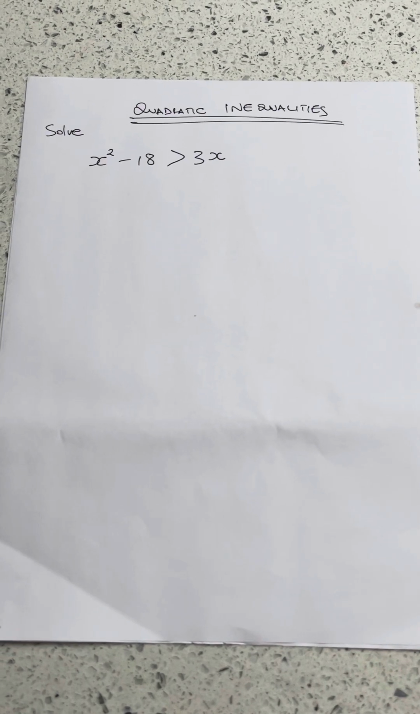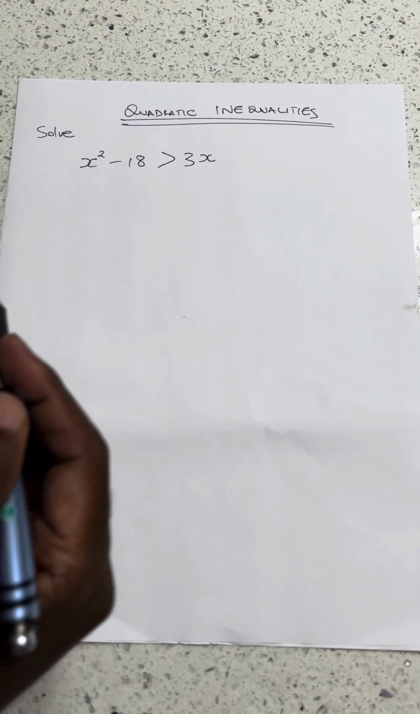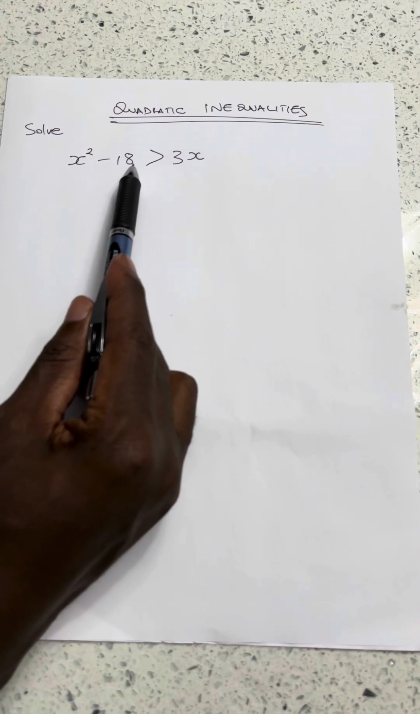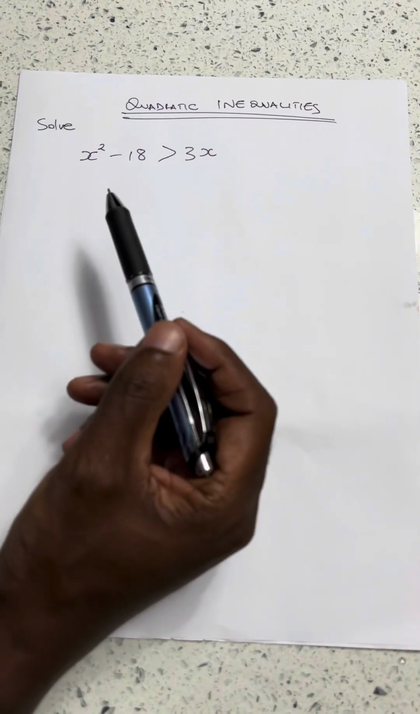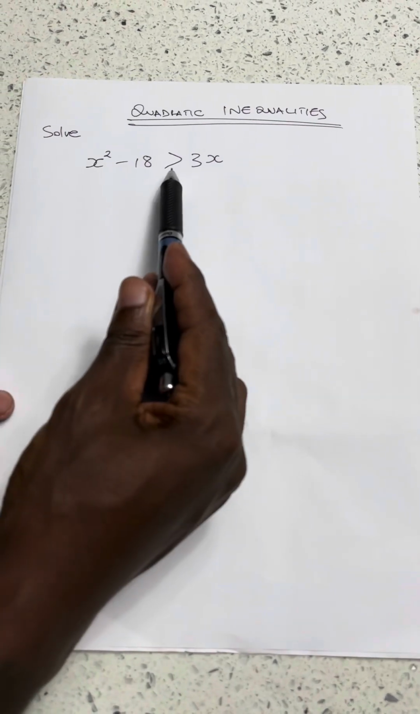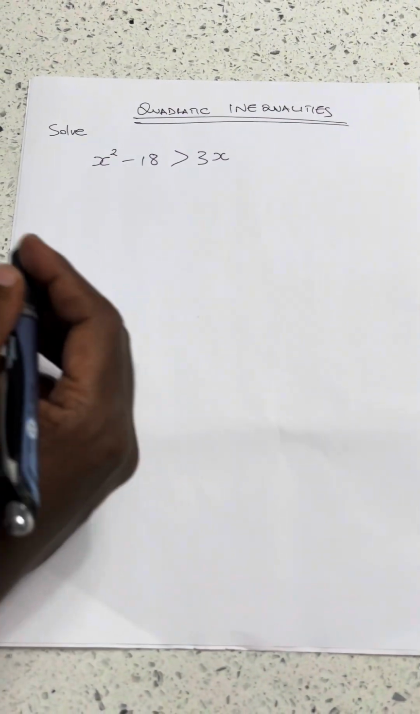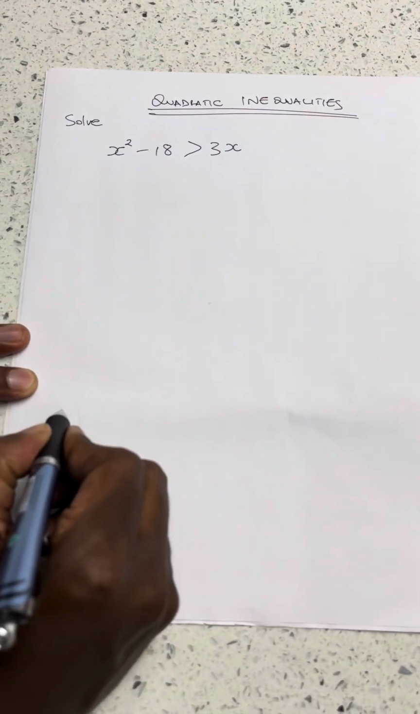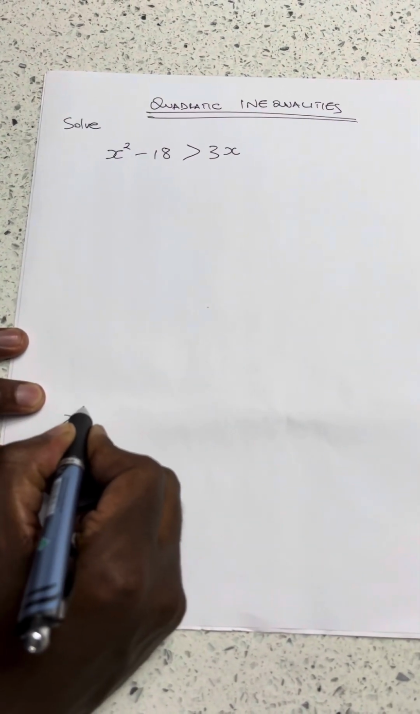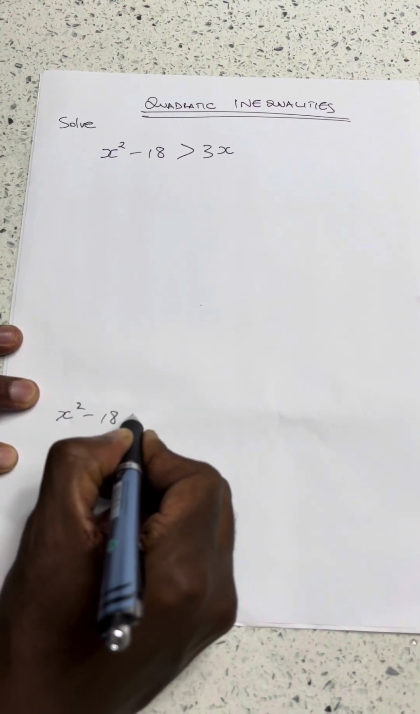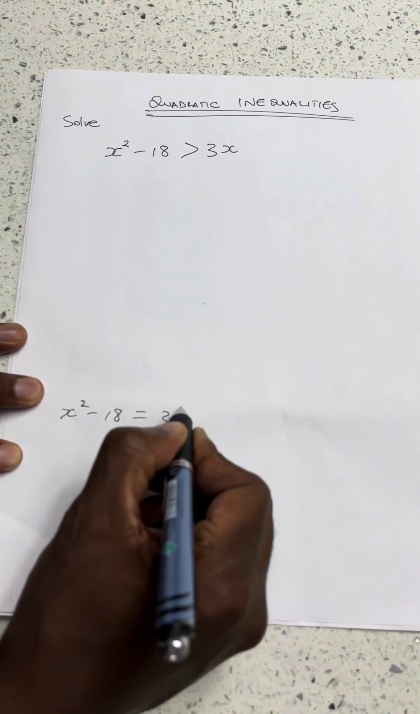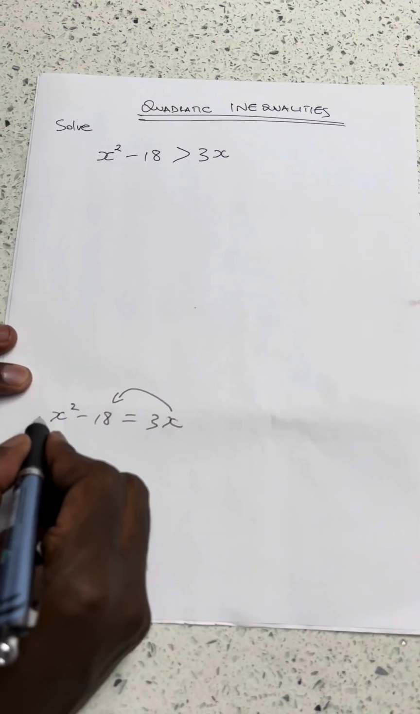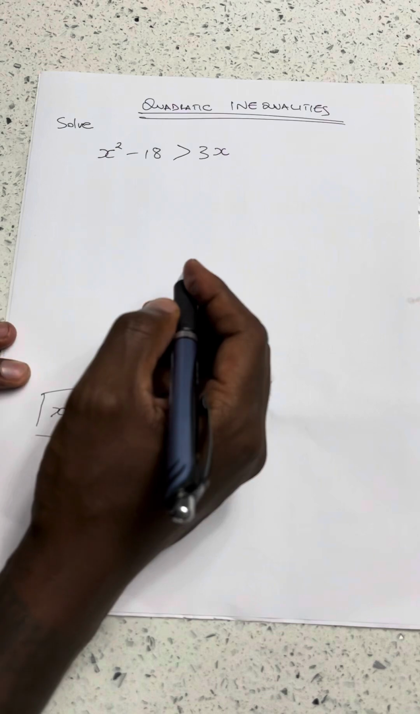Another example regarding quadratic inequalities. In an exam, they might give it to you like this. Solve x squared minus 18 greater than 3x. We still treat the inequality sign as if it were an equal sign. So if we have a quadratic inequality, we treat it as we would treat a quadratic equation. Something like this: x squared minus 18 equals to 3x, where we transpose the 3x and bring it to this side. So this is a quadratic equation, and we treat it as we would do that.